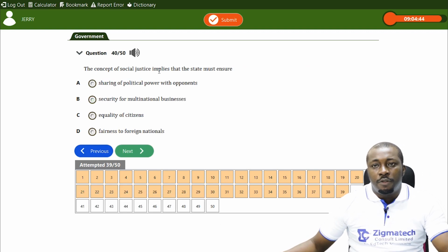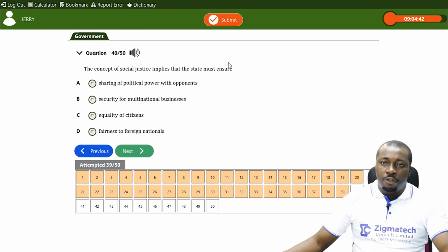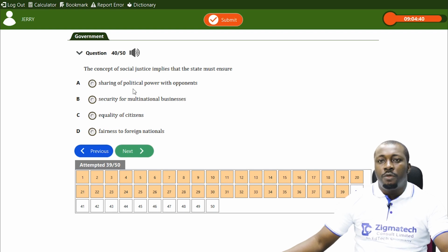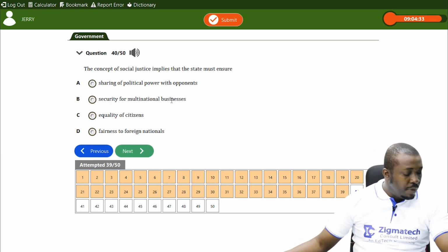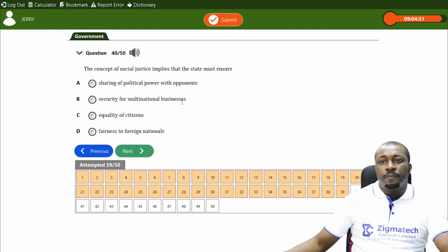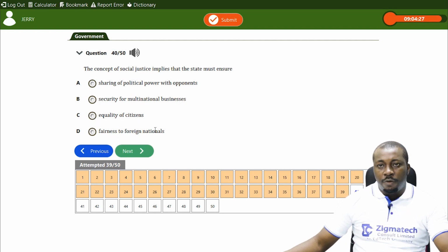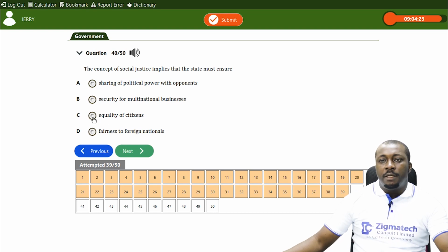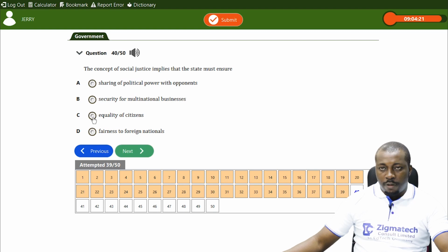Now, the concept of social justice implies that the state must ensure A, sharing of political power with opponent. B, security of multinational businesses. C, equality of citizens. D, fairness to foreign national. Of course, social justice demands that the states must ensure equality of citizens.